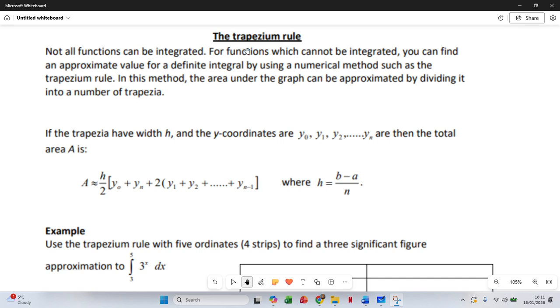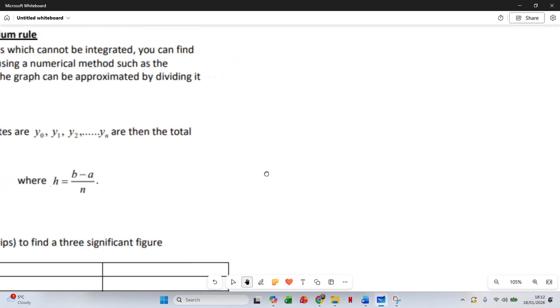So as it says here, you use it for functions that can't be integrated. You find the approximate value using the numerical method, which is where you split the curve into little trapeziums and then find the area using the trapezium rule. So it says the equation for it here, and you are given this in the formula booklet, so you don't need to remember this. It looks kind of complicated, especially with this h thing, but I think it's a lot easier looking at a diagram of it.